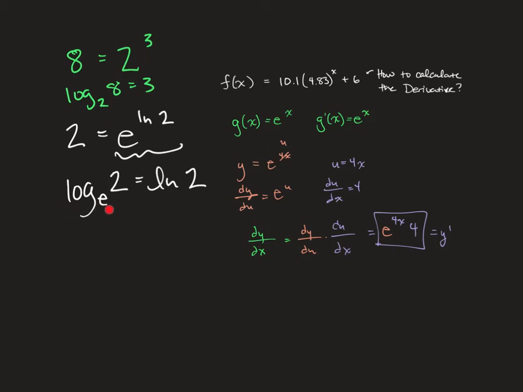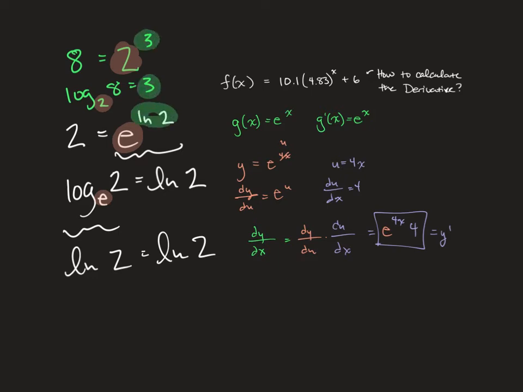Well, log base e just is literally the natural log of 2, so we really have the natural log of 2 is equal to the natural log of 2. And we're really just kind of manipulating bases here, right? This base and that base are the same. Here's my exponent here. Here's my exponent here.